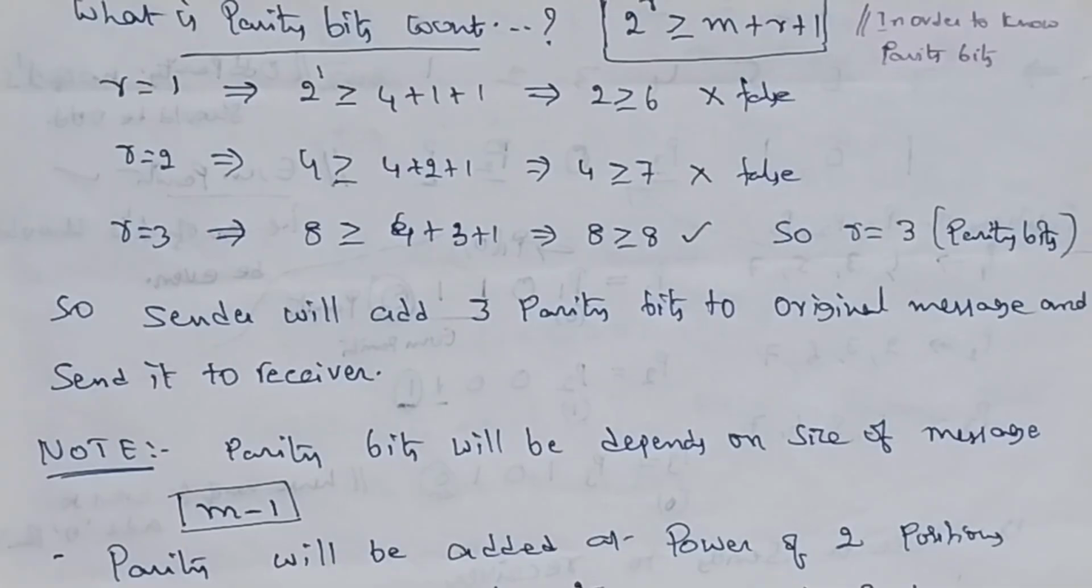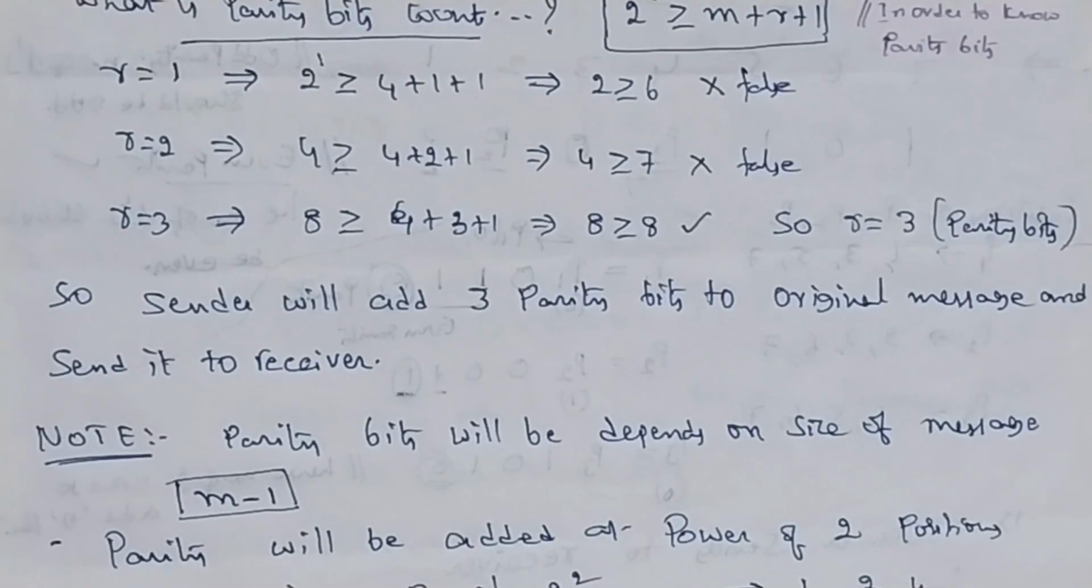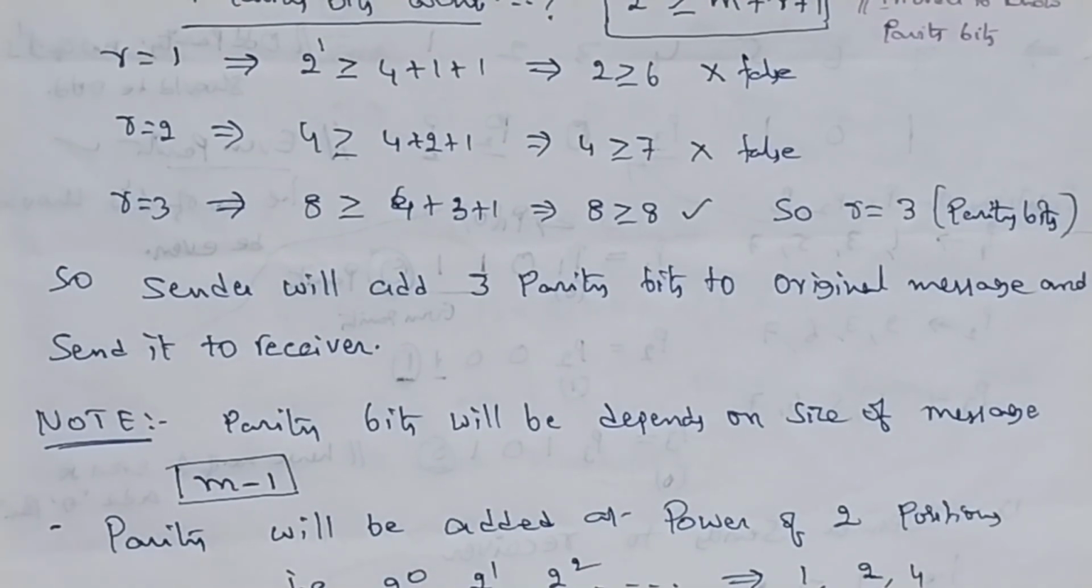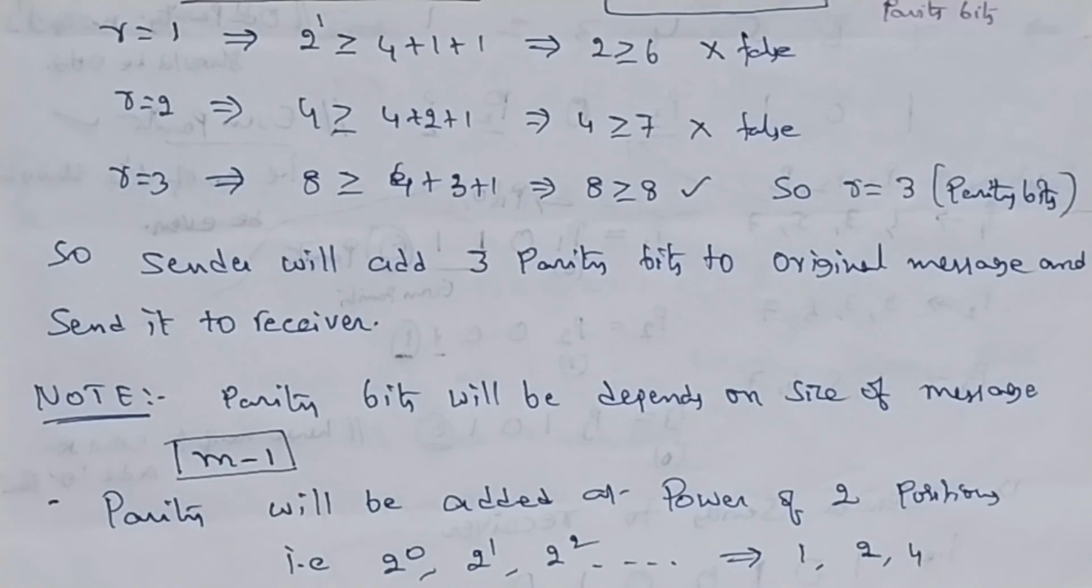Now, at what positions will the parity bits be added? We know the number of parity bits, so to find the positions we check powers of 2. How many bits? 3 bits, so 2 power 0, 2 power 1, 2 power 2. 2 power 0 means position 1, 2 power 1 means position 2, 2 power 2 means position 4. So the total size is the 4 original bits 1 0 1 0 plus 3 parity bits.